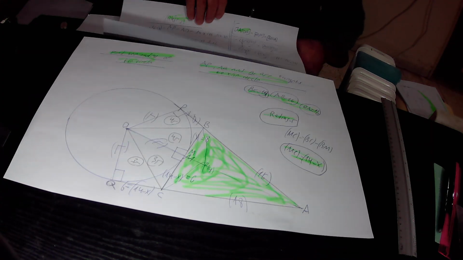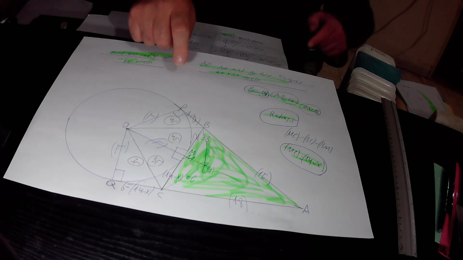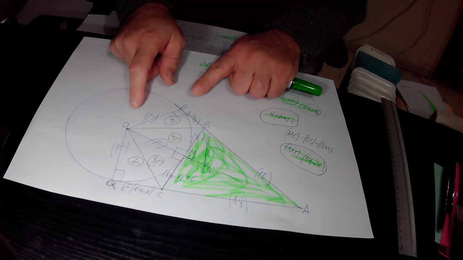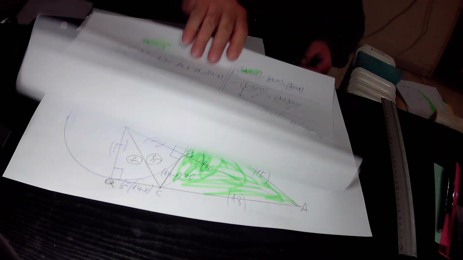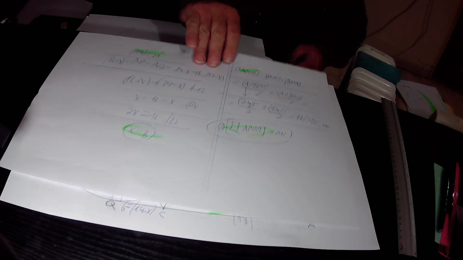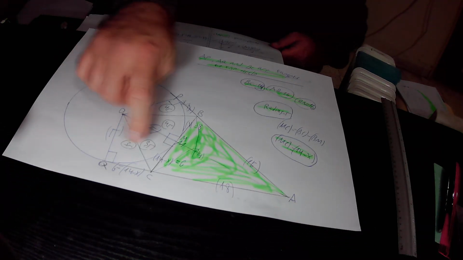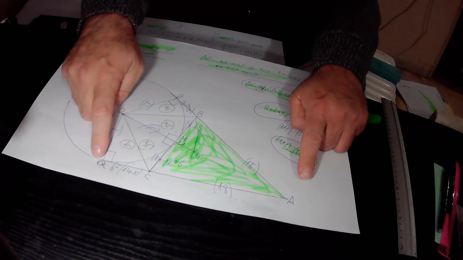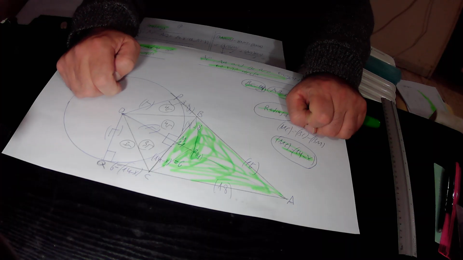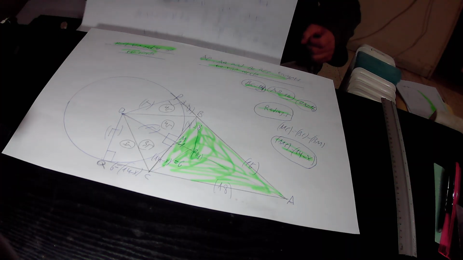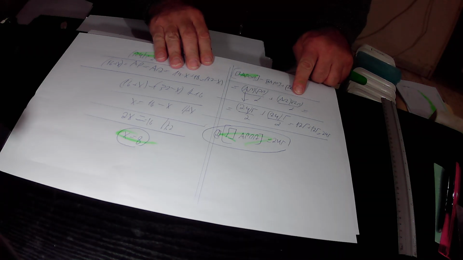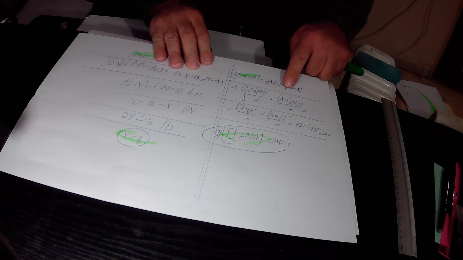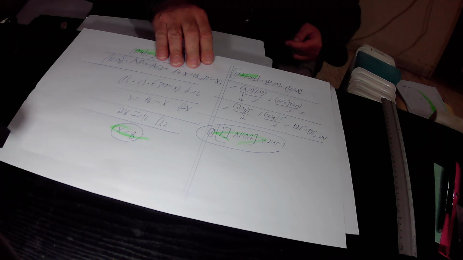What is the area of this upper right triangle OPA? It equals the base AP times the height PO over 2. Likewise, what is the area of this lower right triangle OQA? It equals the base AQ times the height QO over 2.